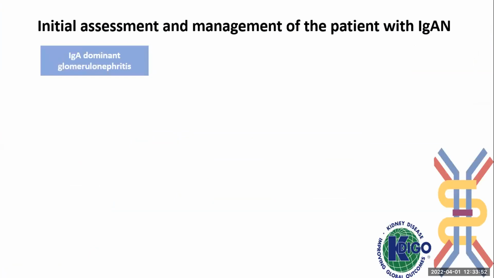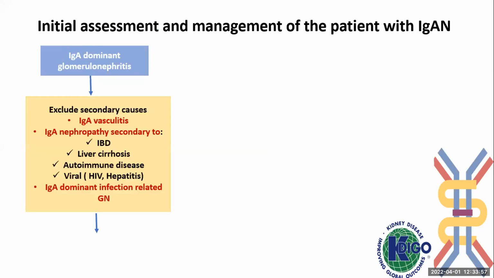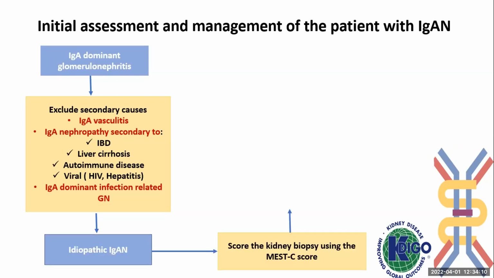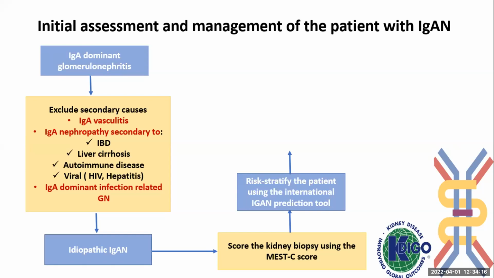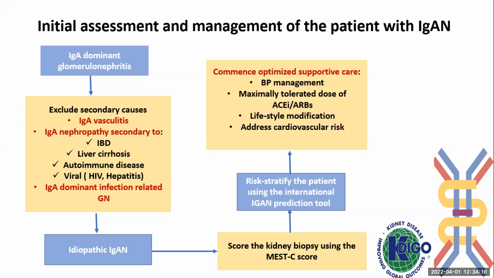So, the initial assessment and management of a patient with IgA nephropathy: the patient has been proven to be IgA dominant. I mean, secondary causes of IgA have been excluded, like IgA vasculitis, IgA nephropathy secondary to IBD, liver cirrhosis, autoimmune disease, and IgA-dominant infection-related GN. The kidney biopsy can be scored using MEST-C, and the patient's risk is stratified using the International IgA Prediction Tool. Then it's time to commence optimized supportive care, which means management of blood pressure with a maximally tolerated dose of ACE inhibitor or ARB, with lifestyle modification.